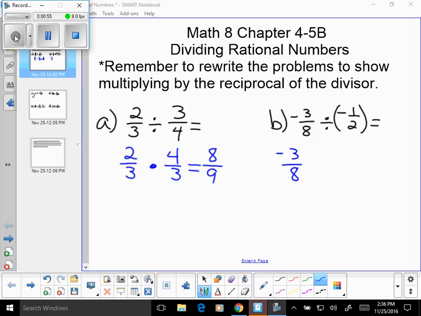Okay, -3/8 times -2/1. This time I can reduce 4 and 1. 2 goes into 8 4 times, 2 goes into 2 1 time. -3 times -1 is +3. 1 times 4 is 4.